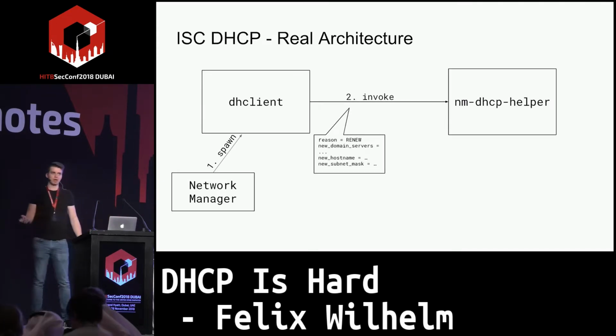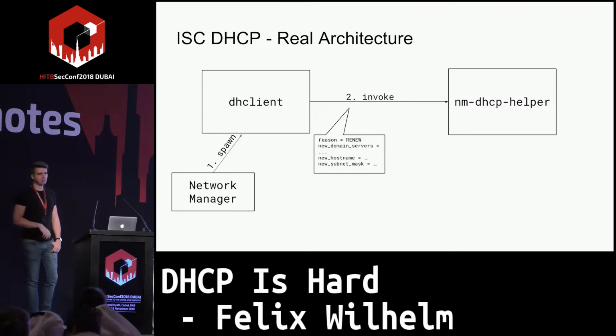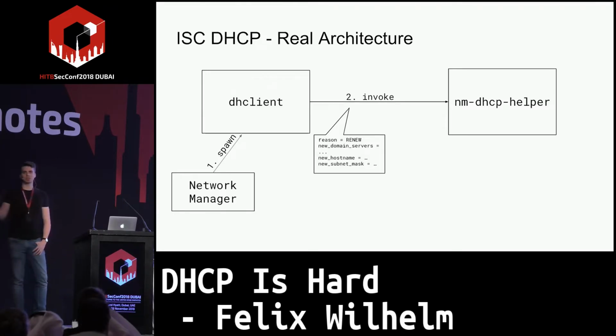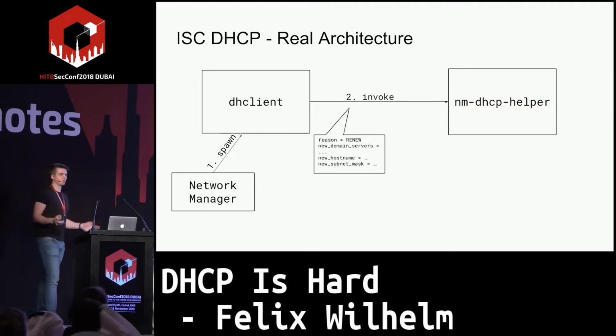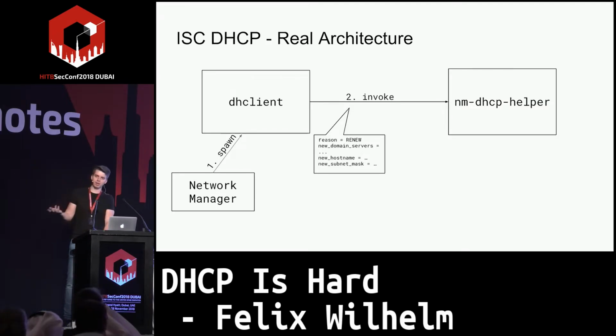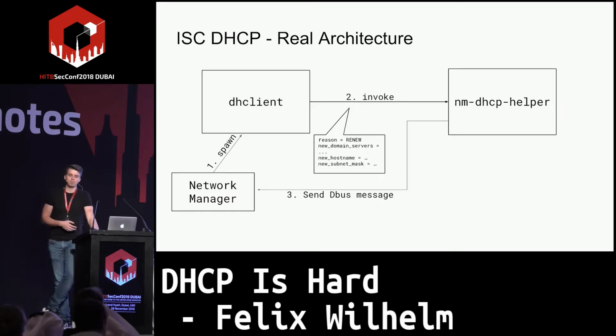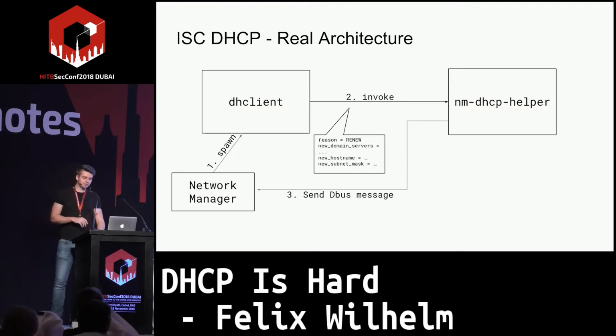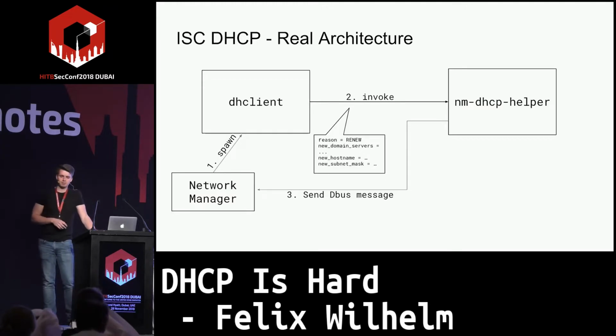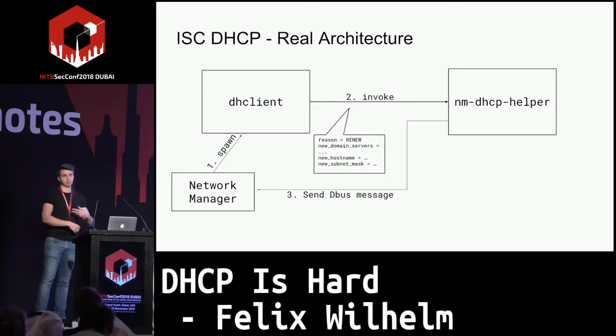But this isn't a bash script anymore. Instead, NetworkManager has this helper utility called nm-dhcp-helper. So this gets invoked with all the environment variables. And nm-dhcp-helper does only one thing. It sends a D-Bus message back to NetworkManager, passing all the option values it got. So NetworkManager again can apply system configuration, and of course it also needs some way to hook into or to allow for extensions.